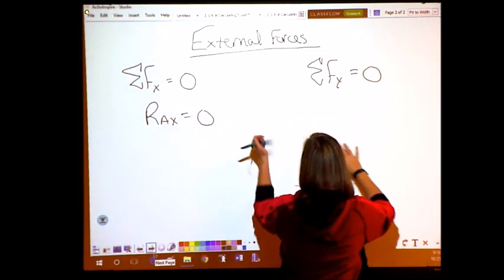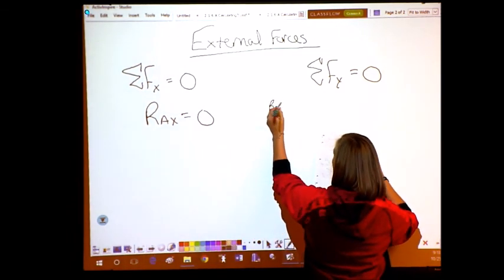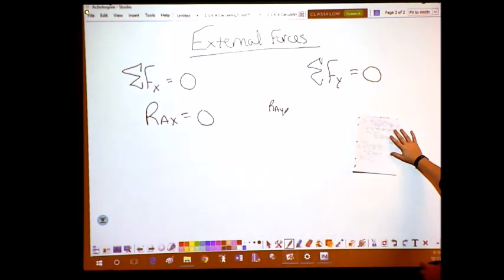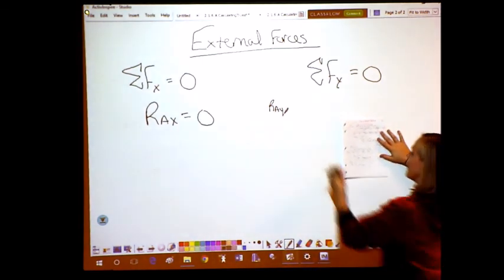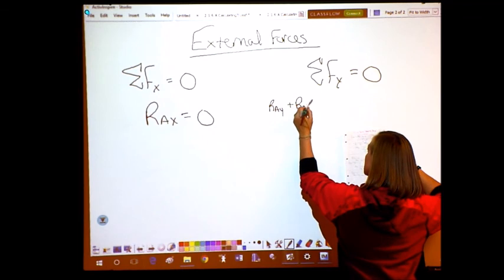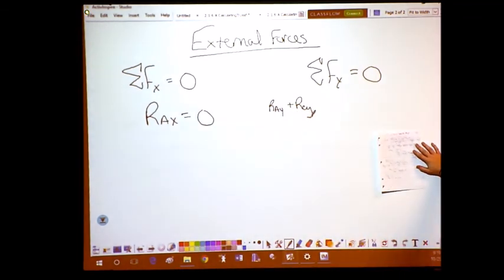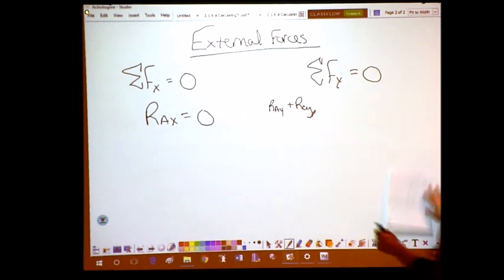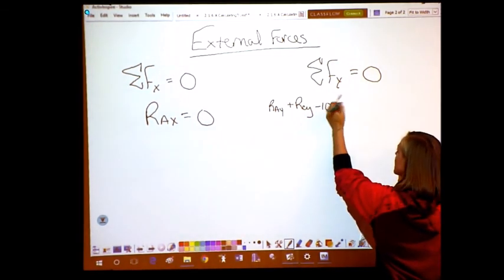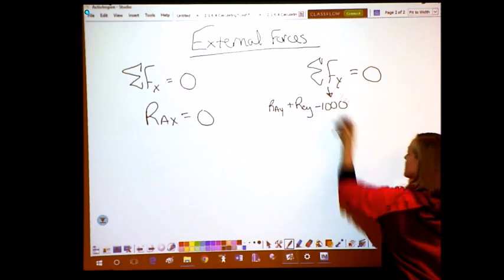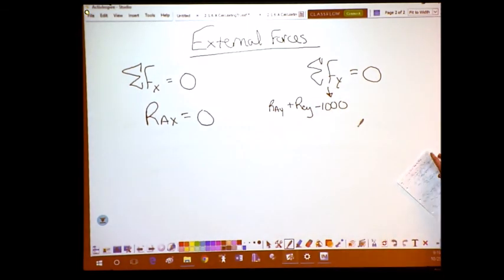Just RAY. That's one of them. Notice how small I'm writing. What's another one? RCY. What's another one? They're numbers now. 2. Central and external forces, is it plus 1,000 or minus 1,000? Minus 1,000 because it was pointing down. What's another one? I know there's another.